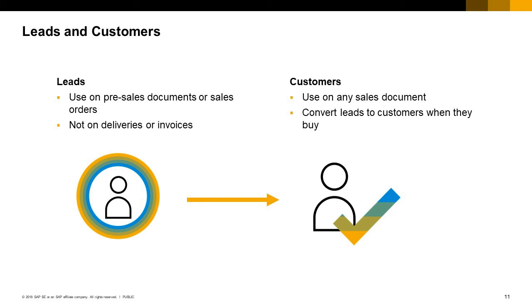In this case, all you have to do is change the type of the business partner master record from lead to customer. All the information you have added to the lead master data record is saved, as well as the documents you created for this lead. For example, if you created a sales order for a lead, once the lead becomes a customer and buys the items in the sales order, you can use the sales order as the basis for creating a delivery document and later on an invoice.